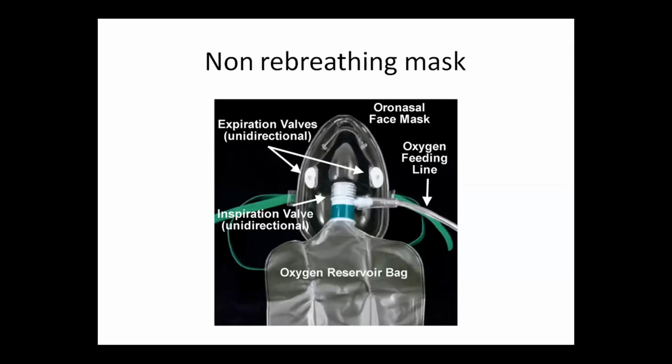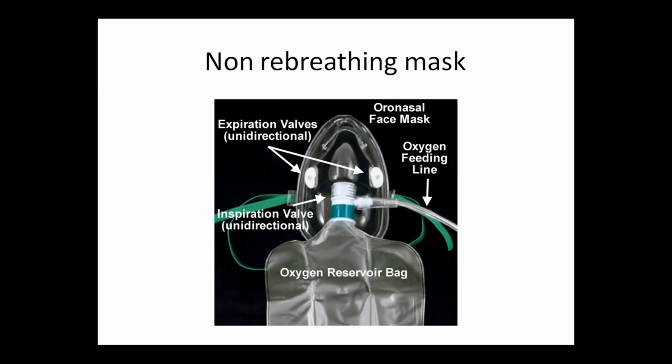Again, a very favorite of examiners is the non-rebreathing mask. One is the partial rebreathing mask. This is the non-rebreathing mask. It's a bag with an oxygen reservoir. The parts are an inspiratory unidirectional valve, which allows the oxygen from the reservoir to go to the patient, and a port through which the oxygen is connected, and 2 expiration valves. So there are a total of 3 valves: 2 expiration valves, which are unidirectional, and 1 inspiration valve.